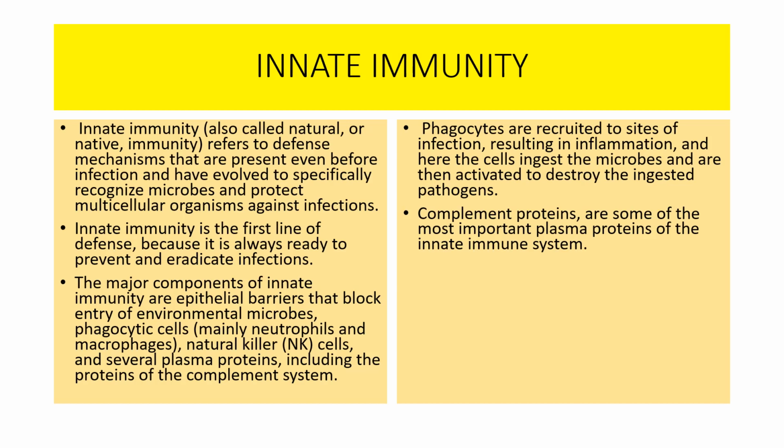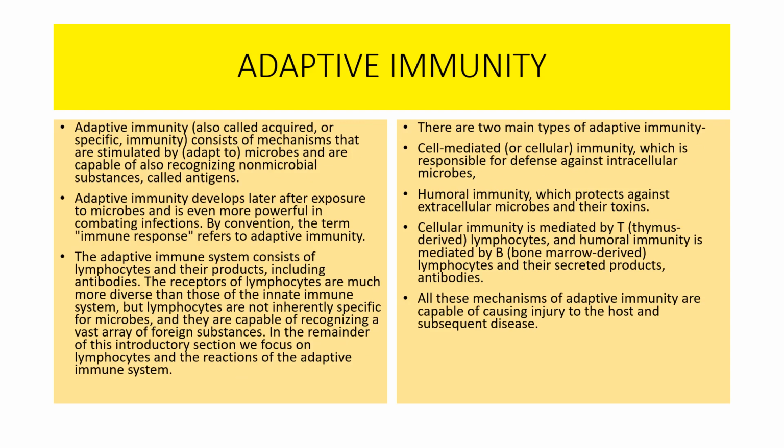The phagocytes are recruited to the site of infection, resulting in inflammation, and here the cells ingest the microbes and are then activated to destroy the ingested pathogens. The complement proteins are some of the most important plasma proteins of the innate immune system. Now coming to the adaptive immunity.